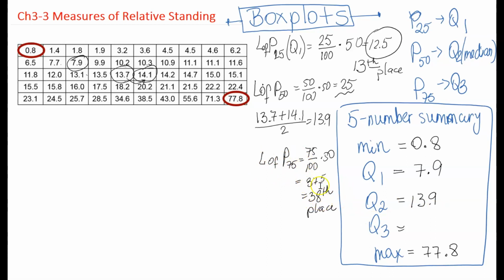Quarter 3 is the data value that is located on the 38th place. Because the location is a decimal, we round it up to the next whole number. The data value that is located on the 38th place is 21.5.